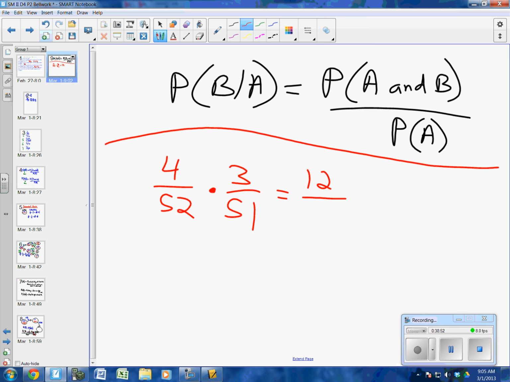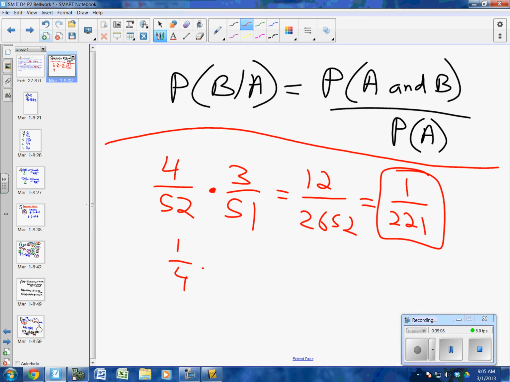What is 52 times 51 first? 2,652. And what did you say it reduces to, Sarah? 1 out of 221. That's what it reduces to, okay? This would reduce to 1/4, and 3 out of 51 reduces to 1/17, doesn't it? What does 3 over 51 reduce to? Yeah, 1/17, right? So that doesn't look right over there, you guys.